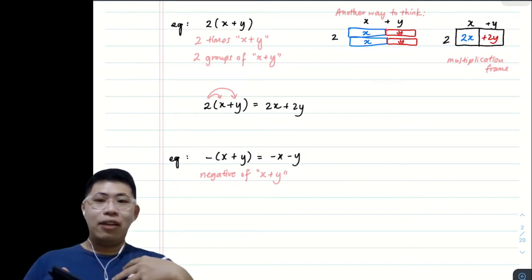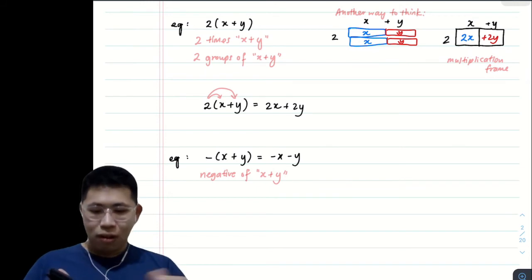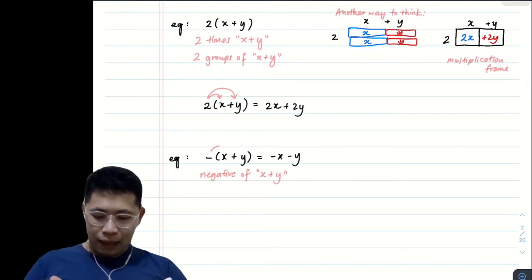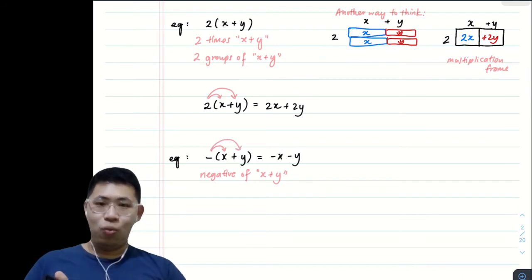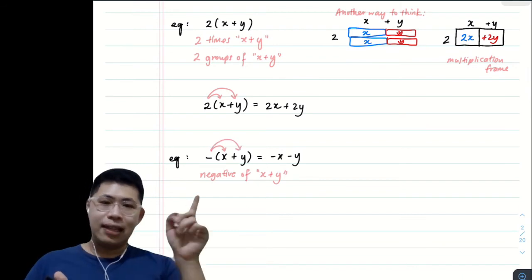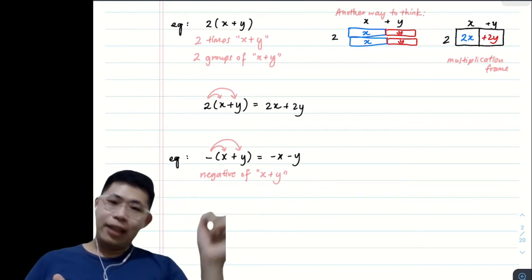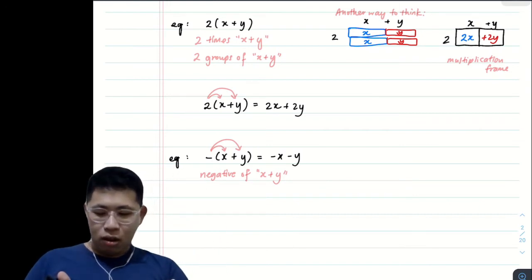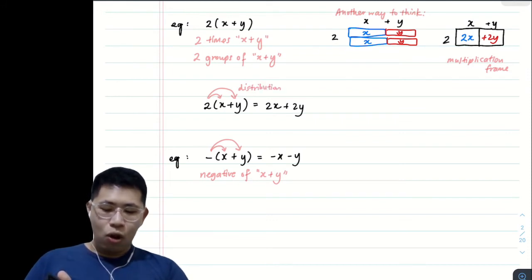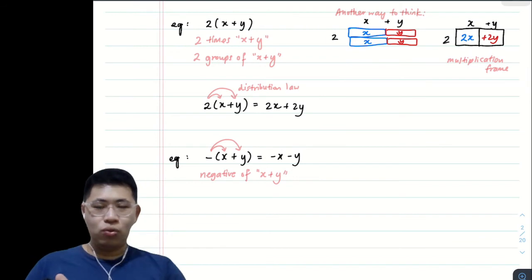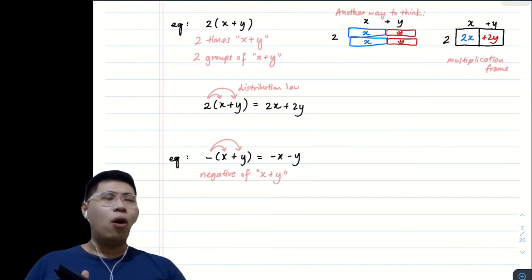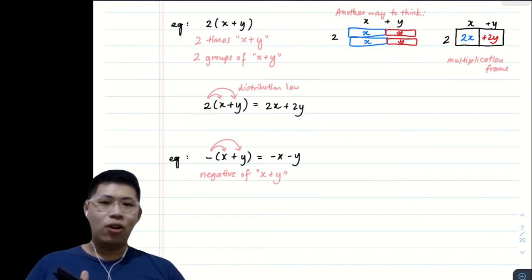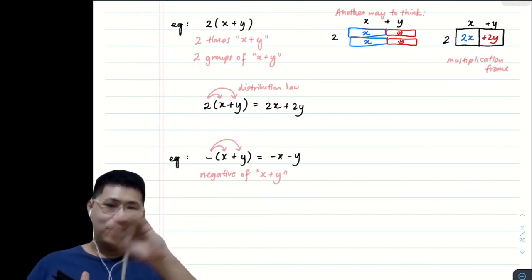But if you were to think of it in terms of your distribution law, it will be negative 1 times x and negative 1 times y. So negative 1 times x, negative 1 times y, negative y. This law is what we call the distribution law, where we distribute the 2 into the bracket, or distribute the negative into the bracket. Another more casual name that we give this is your rainbow method, to rainbow the negative in.